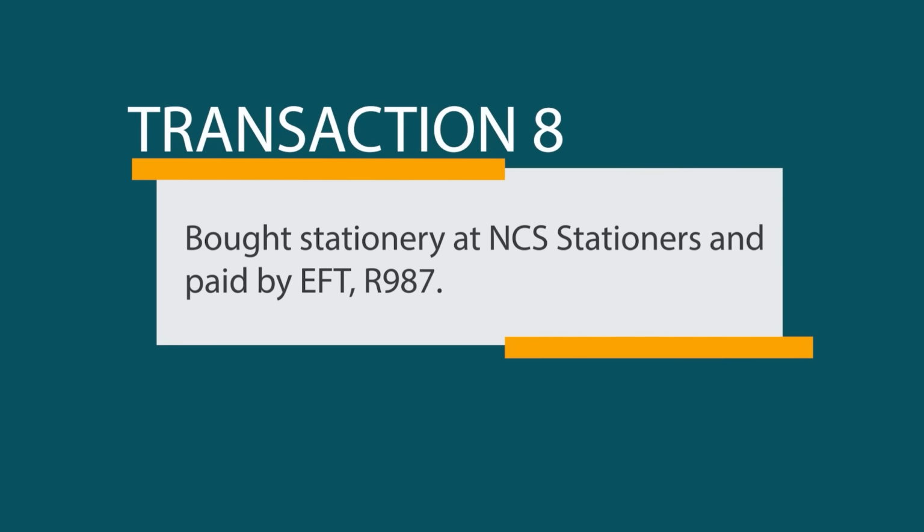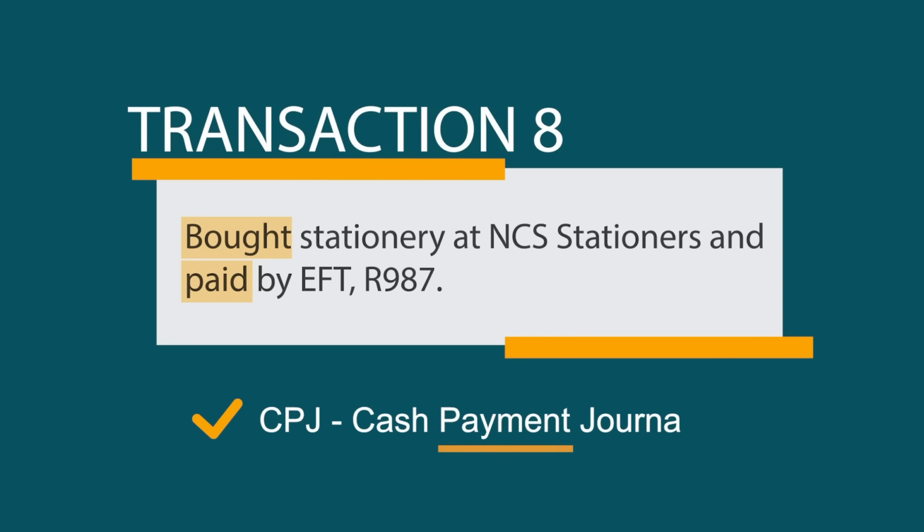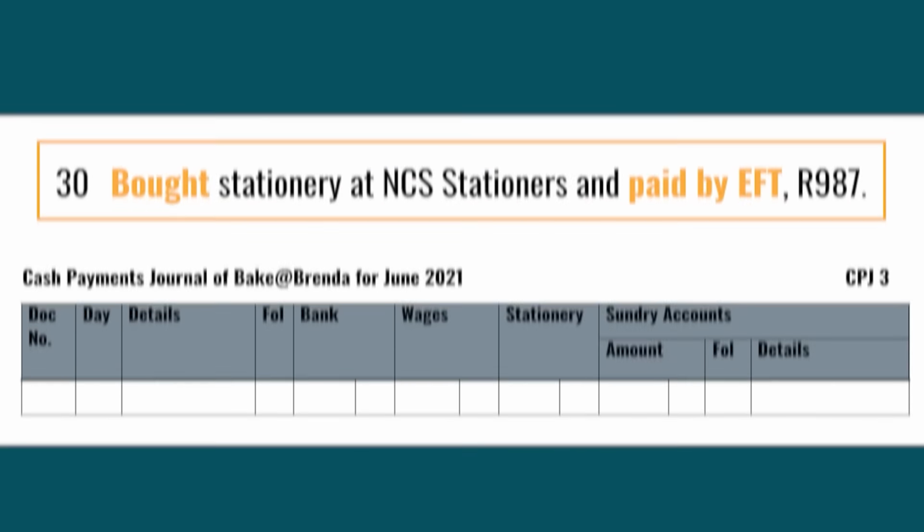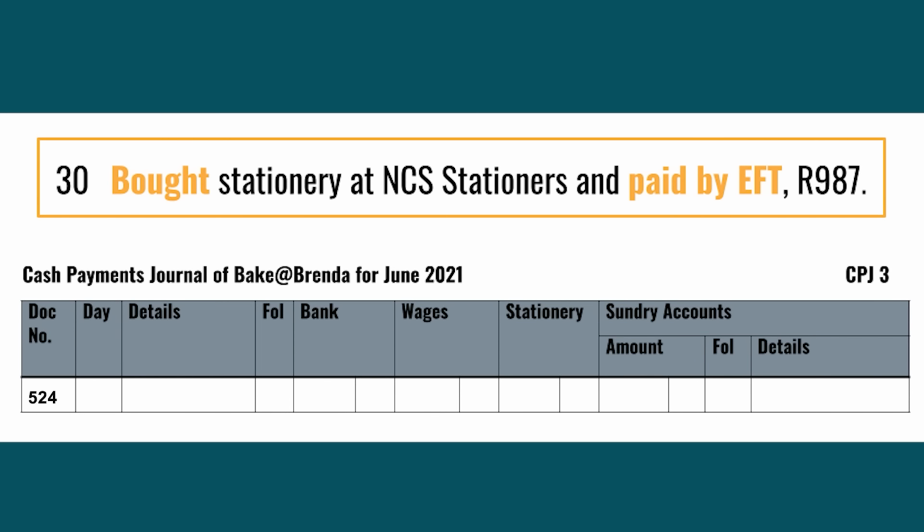Okay, we're almost done. Let's go. Bought stationery at NCS Stationers and paid by EFT 987 Rand. What's the keyword in this sentence? Paid and bought. So let's look at the cash payments journal below. The document number will be 524. The date is the 30th of June. NCS Stationers will be recorded in the details column and bank and the stationery column will be 987 Rand.